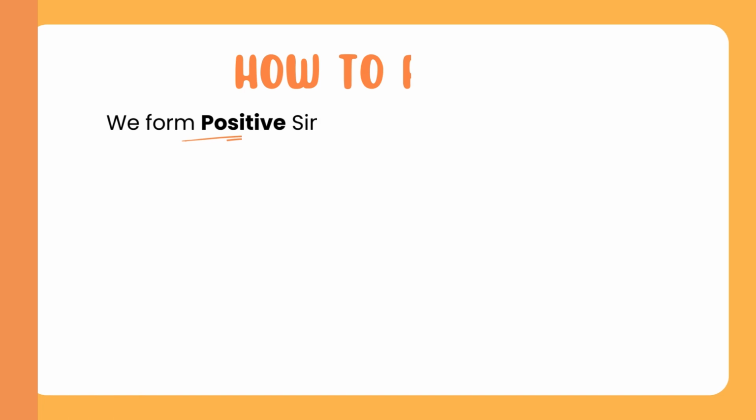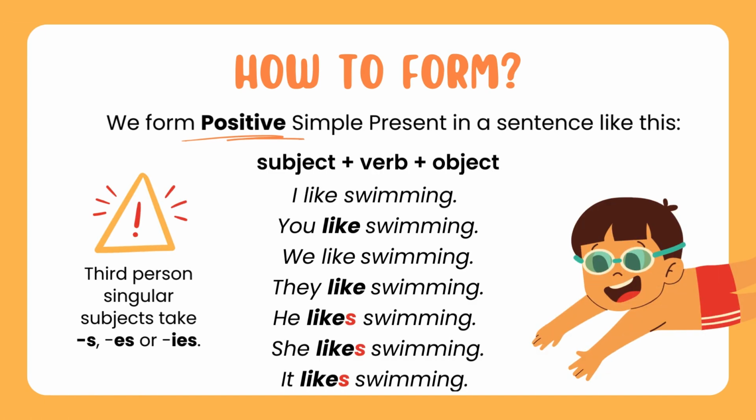Let's talk in detail about forming the simple present tense. If we want to form a positive simple present sentence, we follow this rule: subject plus verb plus object. I like swimming. I, the subject, like, the base form of the verb, and swimming, the object. Same as you like swimming. We like swimming. They like swimming. He likes swimming. She likes swimming. It likes swimming. Why did we add s in the last three? Because he, she, it are third-person singular subjects, just as we mentioned before.